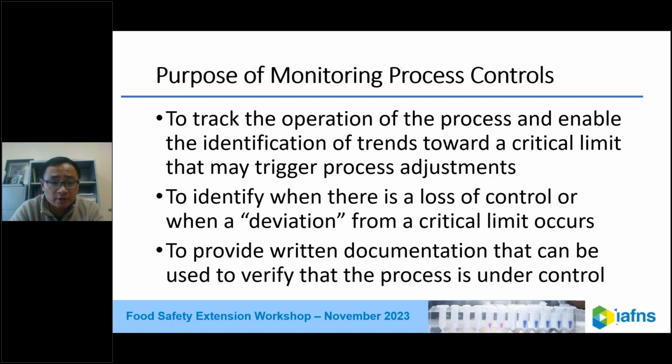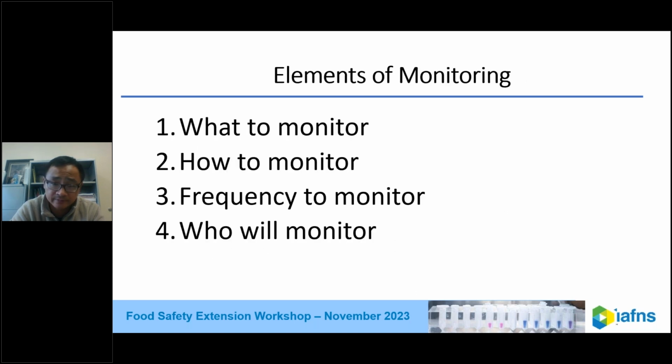So what is the purpose of the monitoring procedures? With monitoring procedures, we need to make sure the critical limits are met, because otherwise we'll trigger some process adjustment. We also need to see whether or when there is a loss of control, which means a deviation happened. Because when a deviation happens, we have to trigger the corrective actions. Last thing, we need to do a very good job of the writing, which means the recording, to make sure the process is under control.